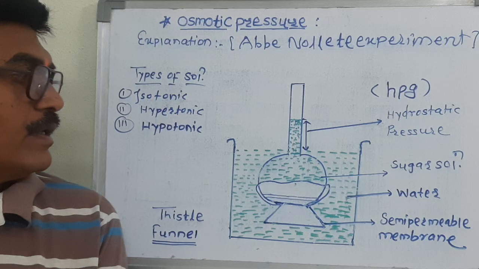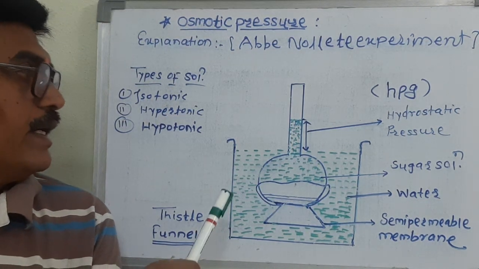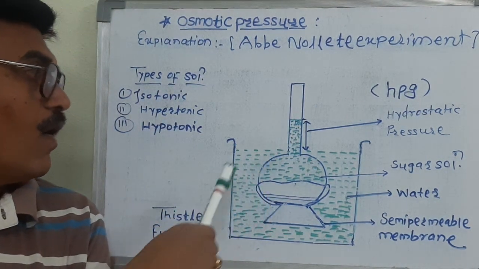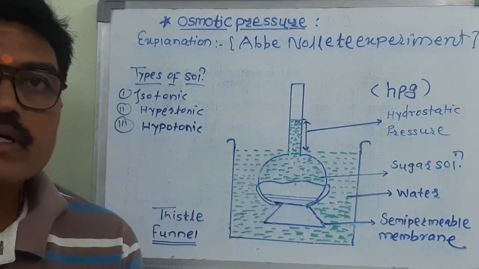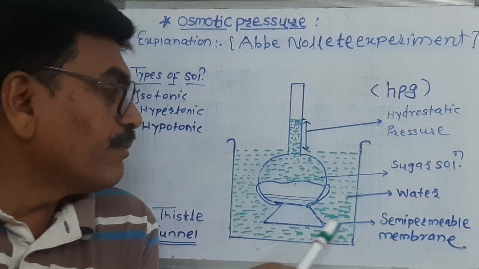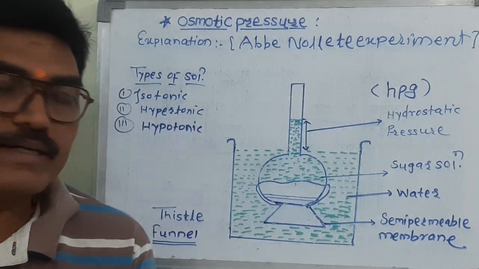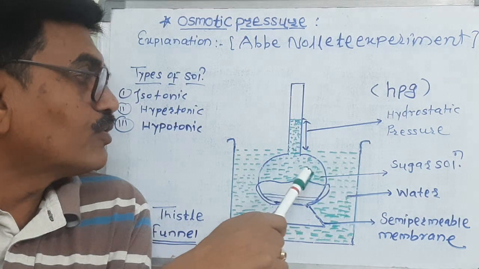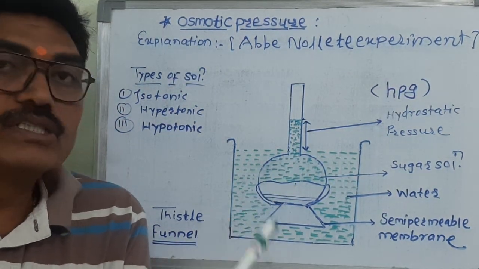This experiment consists of a long stem thistle funnel or long neck thistle tube. The mouth of this thistle tube is closed with a semi-permeable membrane such as animal bladder or pig's bladder. Then a solution such as sugar or sucrose solution is filled inside the thistle funnel or tube.